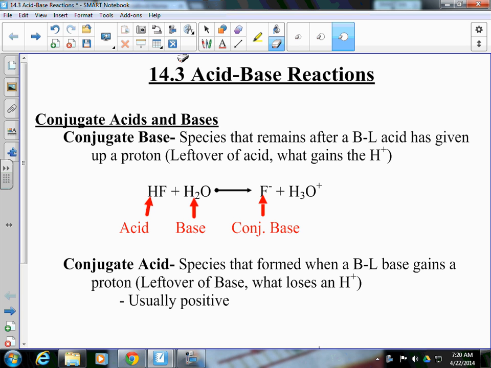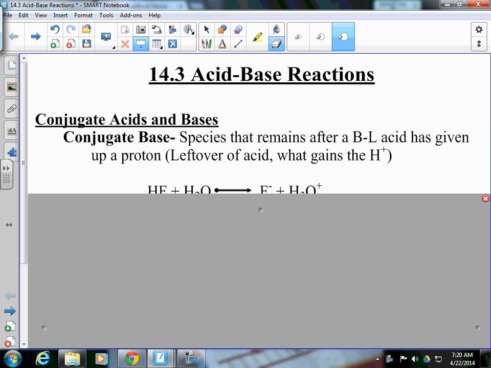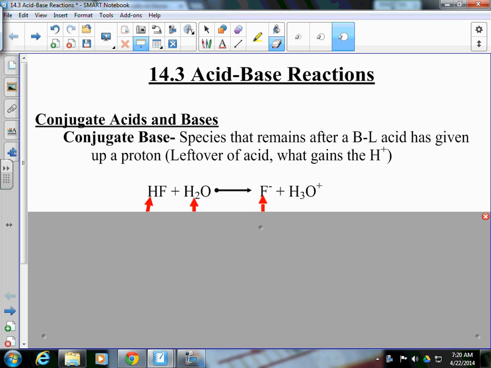14.3 is going to summarize and finish up what we've been talking about in all of chapter 14, which is acids and bases. What we're really going to focus on is a conjugate acid and conjugate base pair. Now, what is a conjugate acid and what is a conjugate base? Let's talk about this. What is a conjugate base?